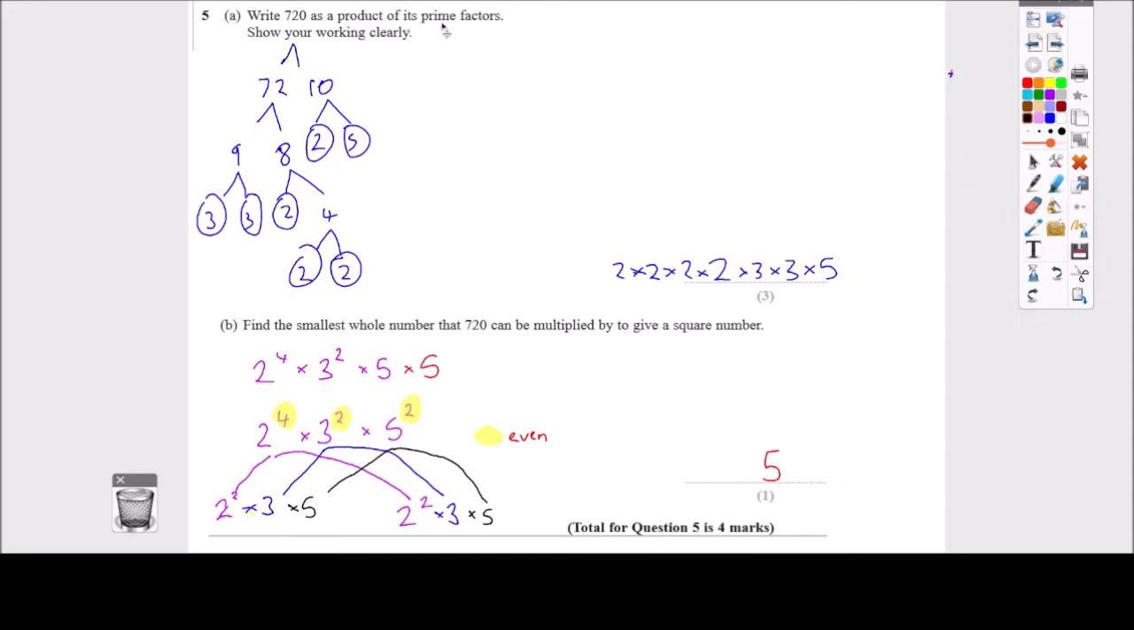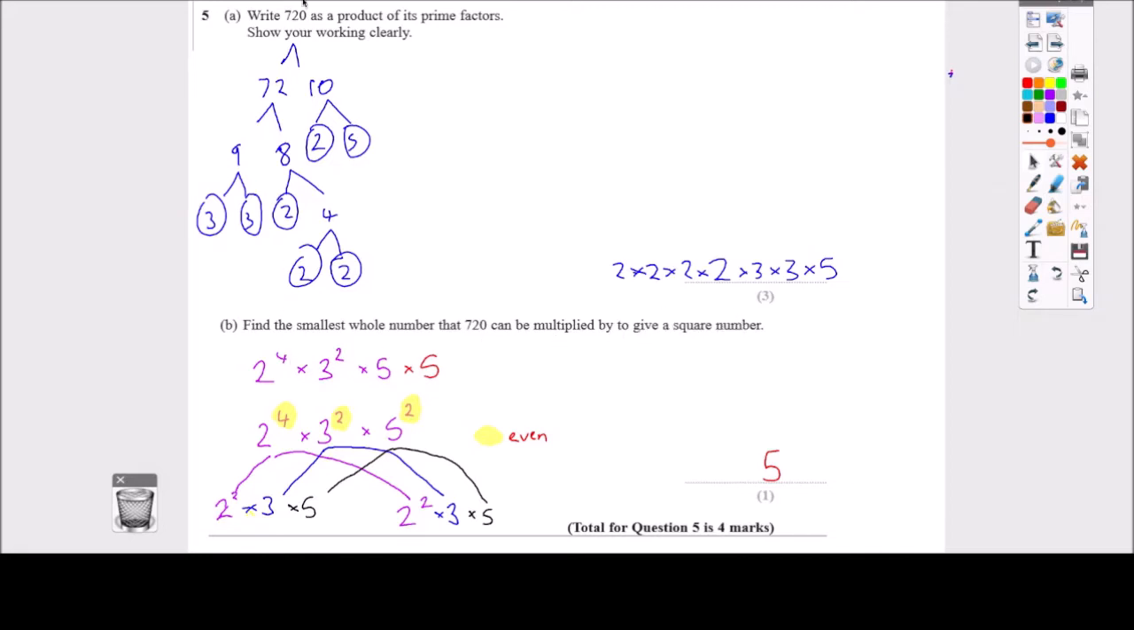Now, product of its prime factors, we just need to list all of these circled numbers. Numerical order is nice, but what you must remember to do is to pop the times signs in. So that's 2 times 2 times 2 times 2 times 3 times 3 times 5. Now, for part B, find the smallest whole number that 720, which is the number we've done in part A, can be multiplied by to give a square number.